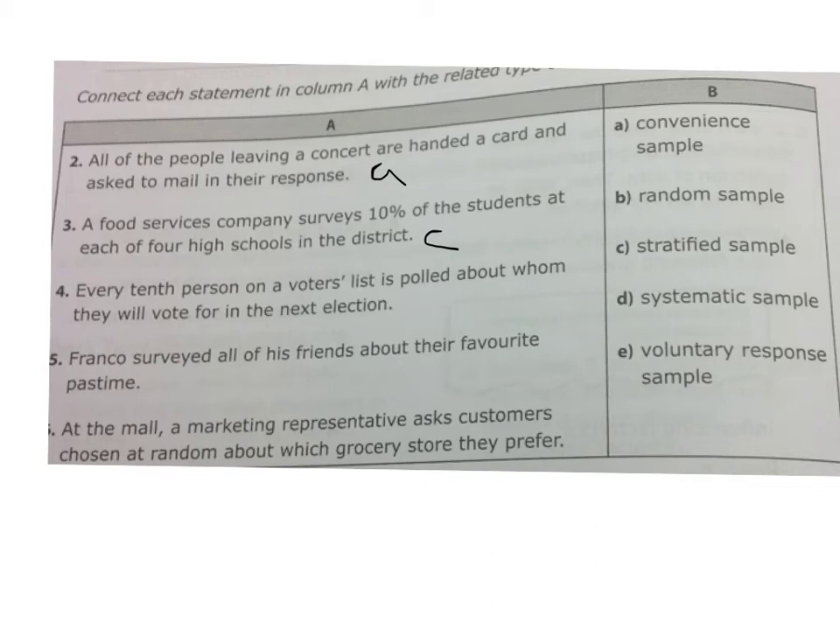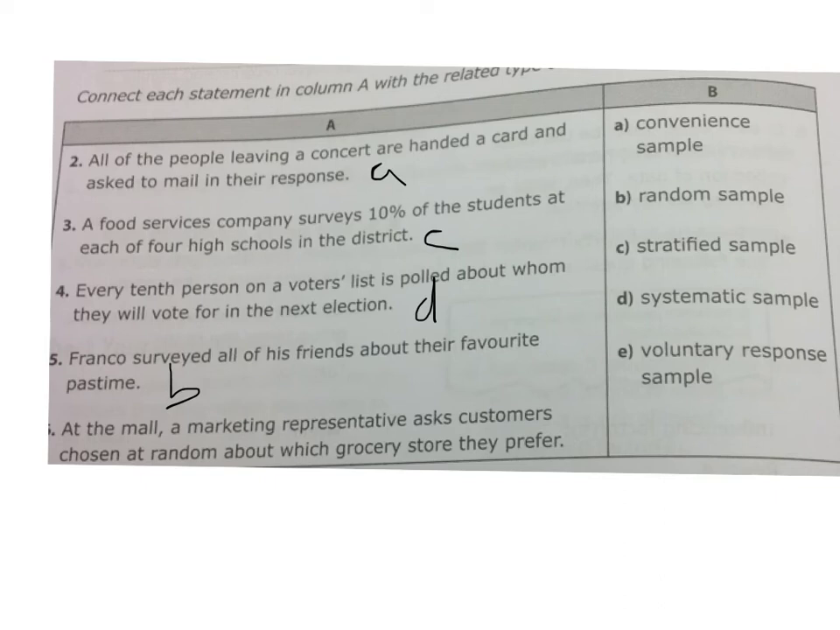How about 4? Every 10th person on a voter list is polled about whom they will vote for in the next election. You think that's D, systematic? Yeah, go D. All right. Franco surveyed all of his friends about their favorite pastime. D. B. You think it's B? Yeah. Read the next one. I think C. What is this not true? Well, that's a great question, Carly. And, well, no, hang on. Somebody said B, so we're putting it down. How about the last one?